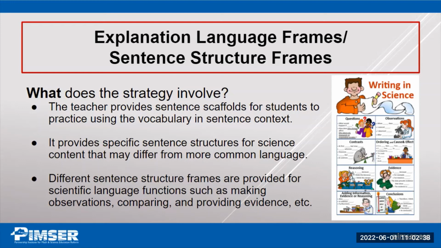The goal with the use of sentence frames is to help scaffold students' use of scientific talk. And with continued practice, you'll be able to remove these supports as students no longer need them.